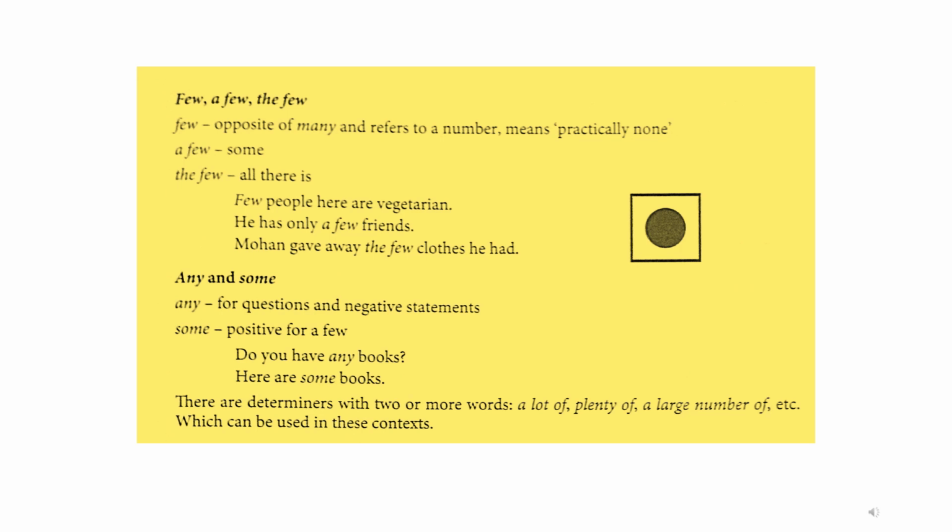Any and some. Any we use for questions and negative statements. Some is for positive statements. Examples: do you have any books? Here are some books. There are determiners with two or more words, like a lot of, plenty of, a large number of, etc., which can be used in this context.